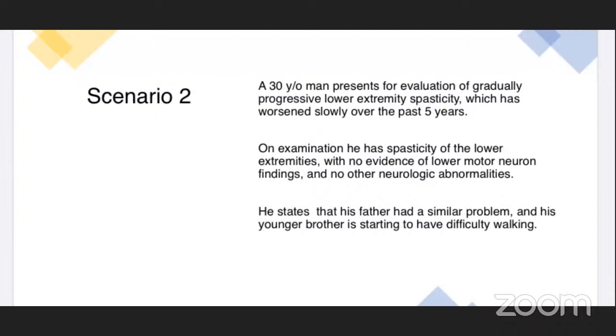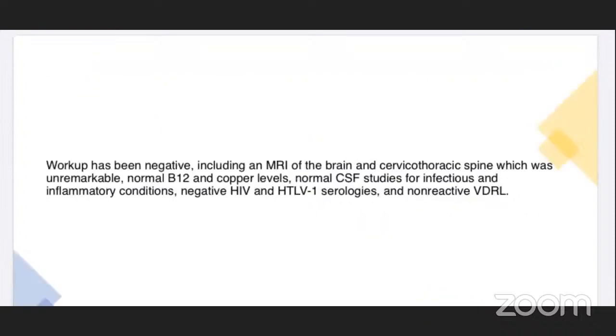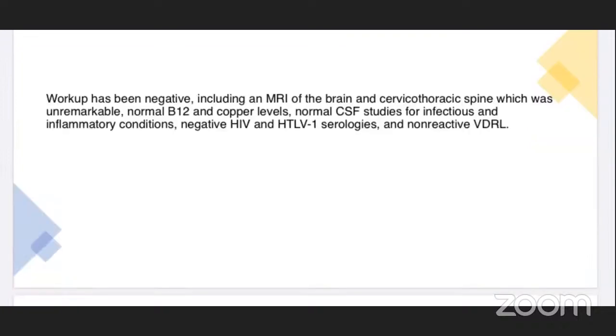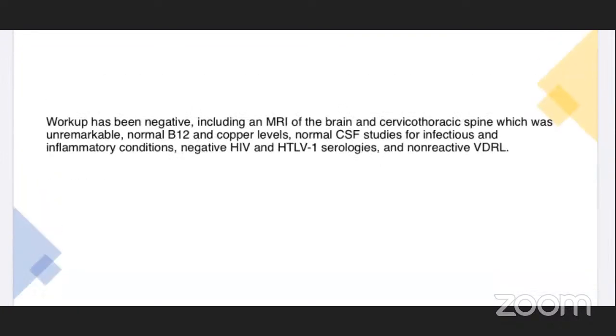So workup has been done for this patient, including MRI of the cervicothoracic spine, and it was unremarkable. They have sent B12 and copper levels, which were normal, and he has normal CSF as well, with a negative virology panel. So what do you think the diagnosis is here? Anyone?